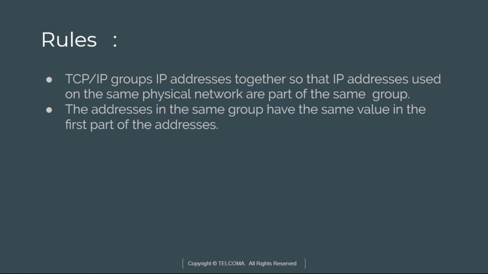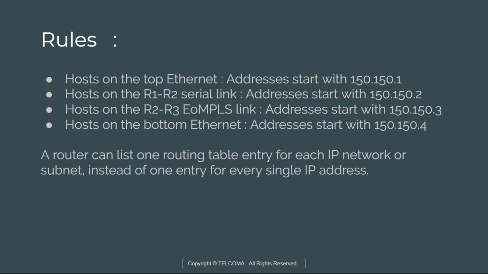It has some specific rules about which IP addresses should be in the same IP network or IP subnet. Numerically, the addresses in the same group have the same value in the first part of the addresses. From the perspective of IP routing, the grouping of IP addresses means that the routing table can be much smaller. A router can list one routing table entry for each IP network or subnet instead of one entry for every single IP address.